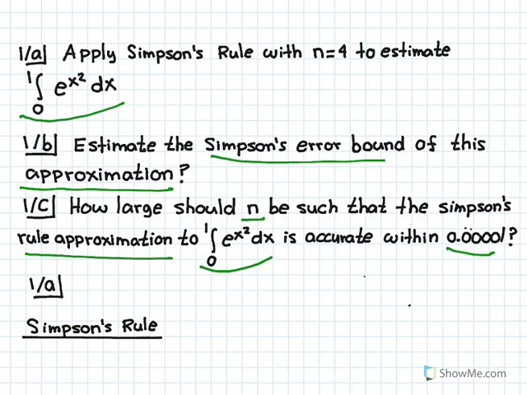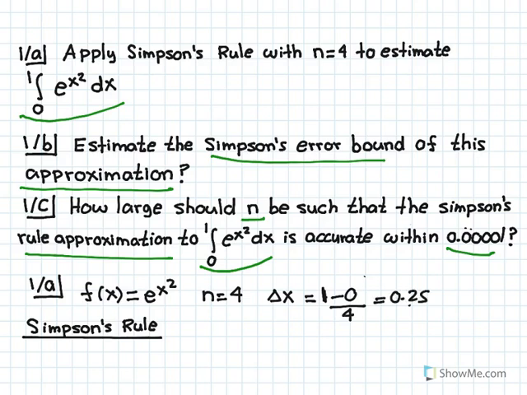All right, so let's start with the solution. Our function, the integrand, is e to the x squared. n is 4, that's the number of intervals. Delta x is equal to (b minus a) over n. That means it's (1 minus 0) divided by 4, which is equal to 0.25, because a is 0 and b is equal to 1. a is the lower limit of integration, b is the upper limit of integration, and delta x is (b minus a) over n.